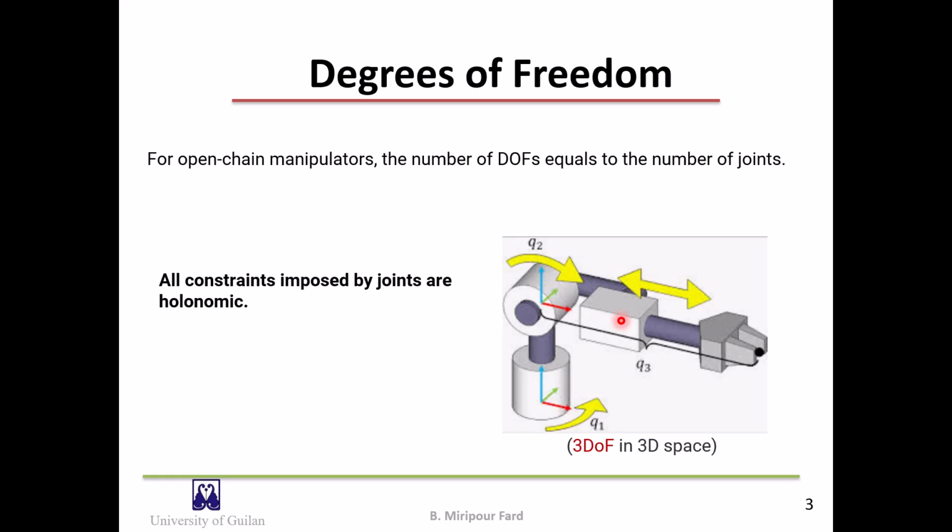DOF of a serial arm robot are always equal to the number of joints. All the constraints imposed by the joints are geometric, and we call this kind of constraints holonomic. The degree of freedom of the shown robot is 3. Q1, Q2, and Q3 are the joint variables.